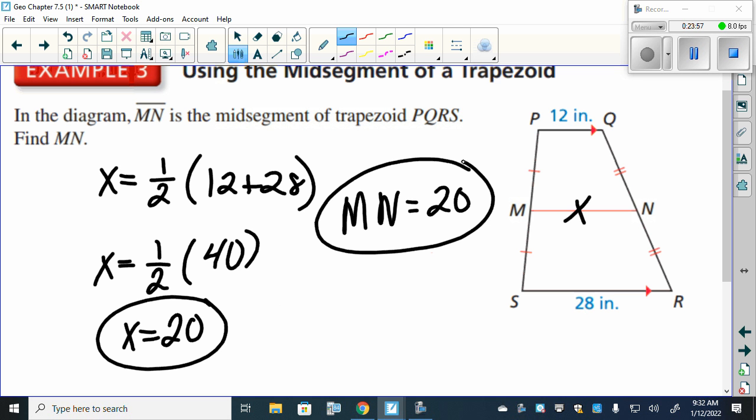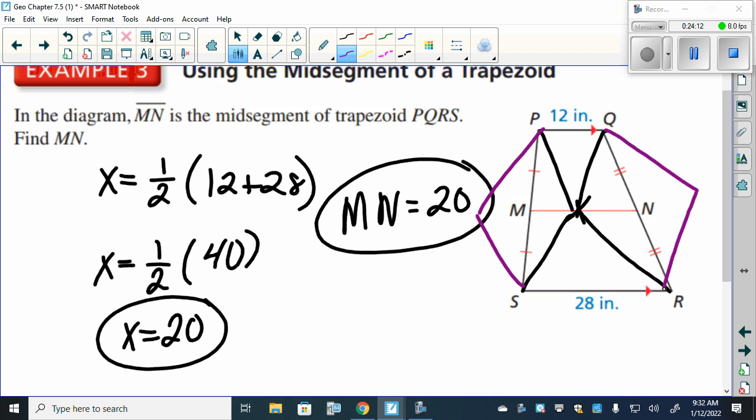No. Because that means that it would have to do something like this here if it was smaller than 12. And if it was bigger than 28, we would have to have something like this here. And in either case, we don't have a quadrilateral anymore, because those would be considered two more sides on either side.